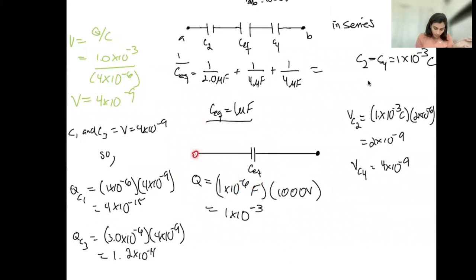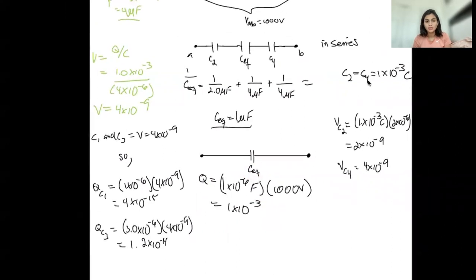Well, we know that the voltage across this is 1000 volts, and we know we have one capacitor now. So we find the charge on this one capacitor. And the charge is 1 times 10 to the negative 3 coulombs. I didn't write my units, I apologize.